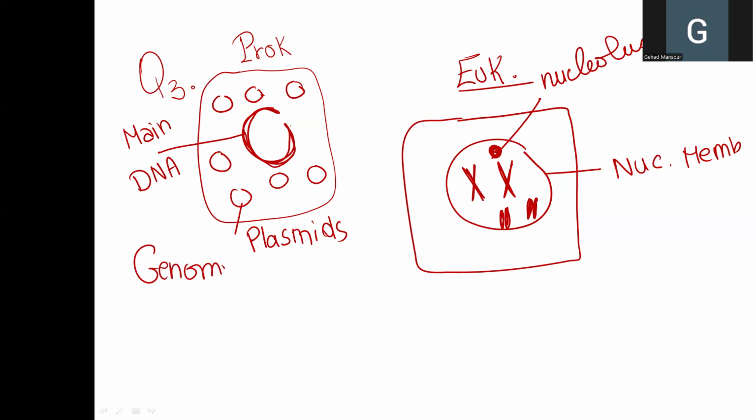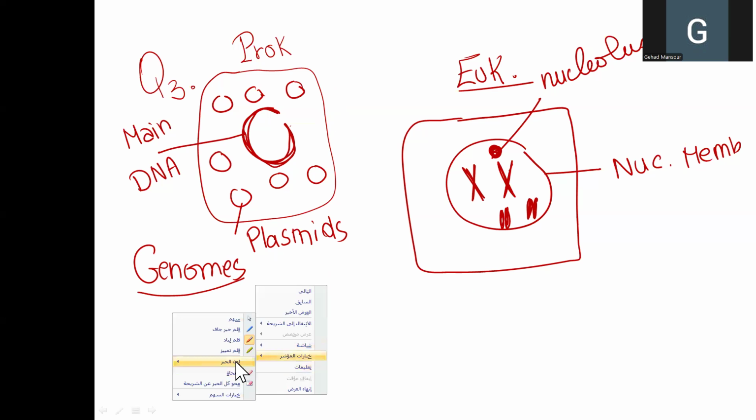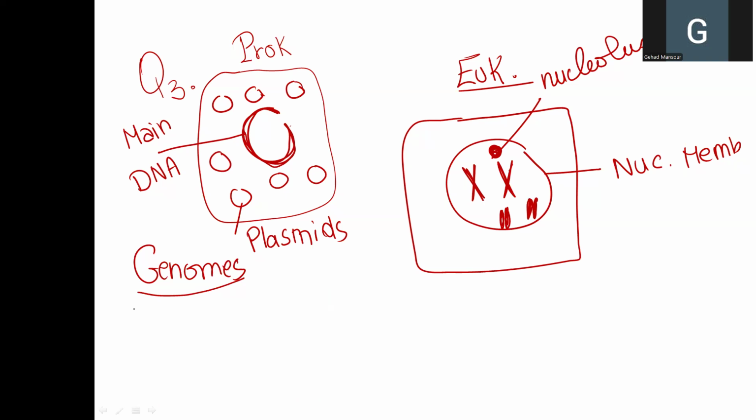So we are comparing the genomes. We are not comparing the whole cell. In the case of prokaryotes, the genome is circular. The whole genome is circular because it consists of only one molecule of DNA that is circular. So the genome of a prokaryotic cell is circular.